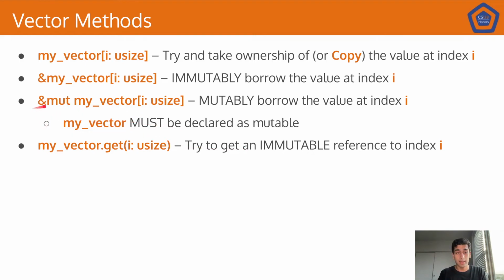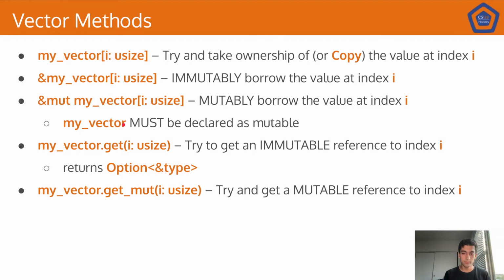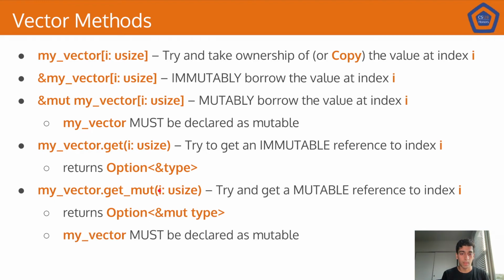Briefly, if you try to take a mutable borrow of some vector, your vector must be declared as mutable. Okay, so with .get, you try to get an immutable reference to the index i, but you'll get an optional type. What the option does is, if you pass it an index that's out of bounds of the vector, say you have a vector of length 10 and try to access index 20, you'll get the None variant of the option. If you are able to access that particular index, you'll get Some with the data inside it. The data inside is a reference to the original data inside the vector. There's also get_mut. This gets you an option with a mutable reference to the data at index i. And once again, your vector must be declared as mutable if you try to call get_mut.